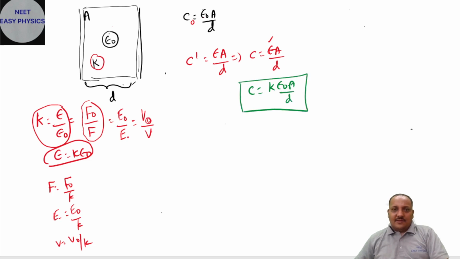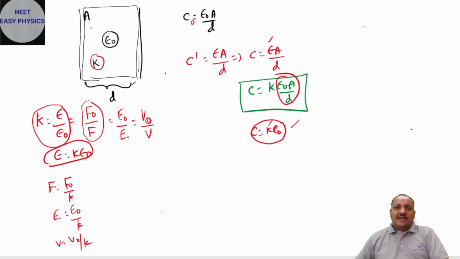Now what is epsilon naught A by d? We came to know it is C naught. Therefore C is equal to K C naught. So capacitance increases K times. If you place the dielectric fully, capacitance increases K times. Therefore, capacitance depends on this medium also.